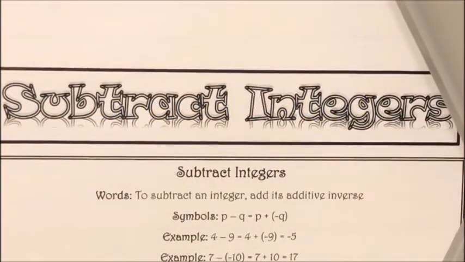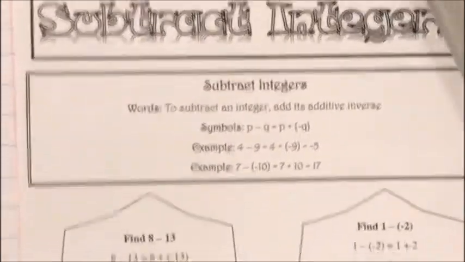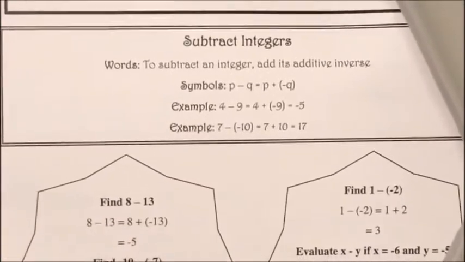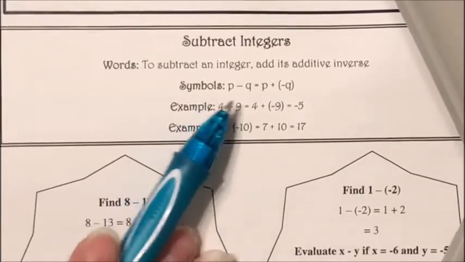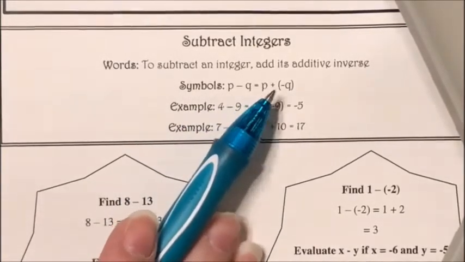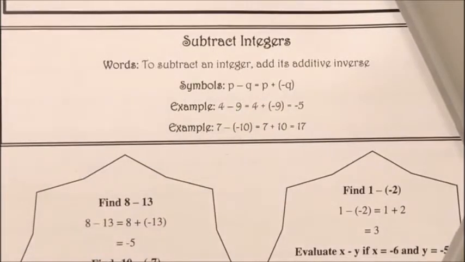All right, this is chapter 3, lesson 3, subtract integers. When I subtract integers, I'm really adding its additive inverse, which sounds a little confusing, but we'll go over it together. So, P minus Q equals P plus a negative Q. Basically, you're rewriting subtraction problems so that they are addition problems.